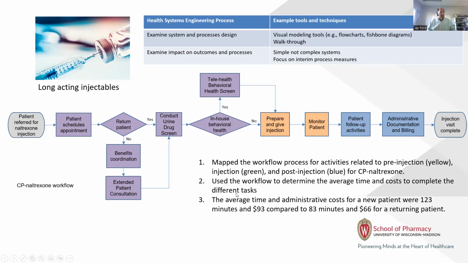But we used this workflow to help us figure out the average time and cost associated with providing this service. And so, we identified that on average, it was 123 minutes and $93 for a new patient versus 83 minutes and $66 for a returning patient. But remember, when I talked about flow charting, if we have this, then we can identify where bottlenecks and barriers might occur and try to implement changes to address those.